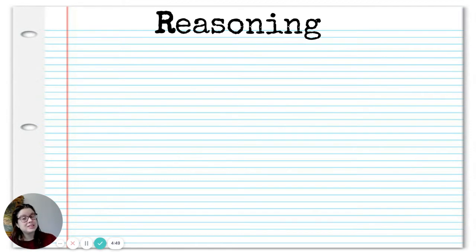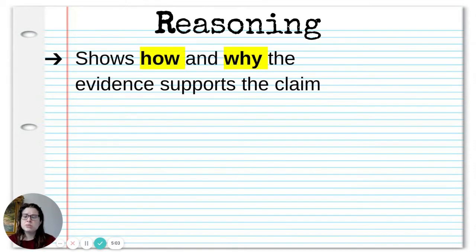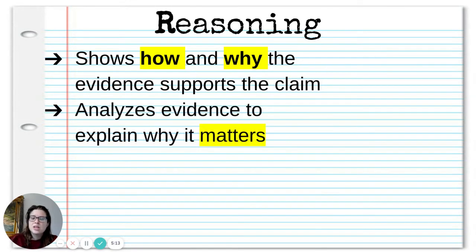Okay, so the last portion of our CER is that R portion, which is our reasoning. And this is often the trickiest one for students to come up with an idea for. So our reasoning is going to really connect our claim and our evidence. So it shows how and why the evidence supports the claim. You're going to analyze the evidence to explain why it matters.